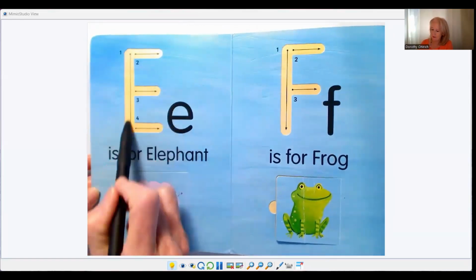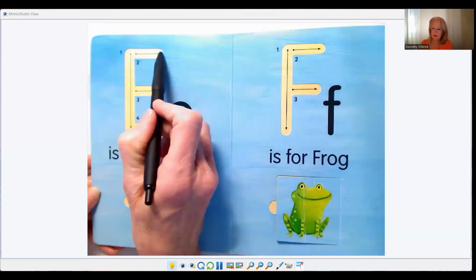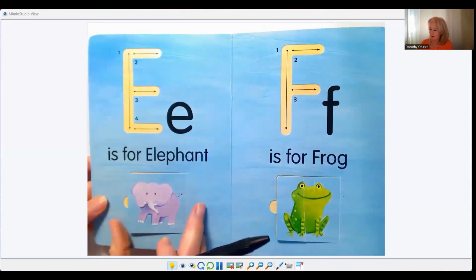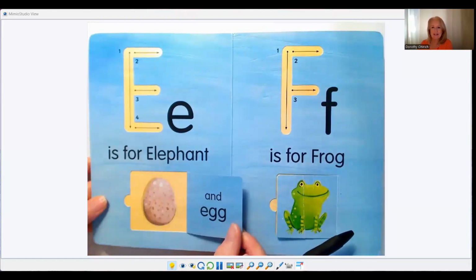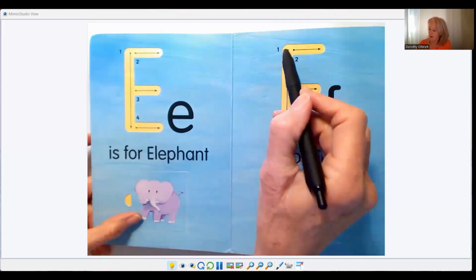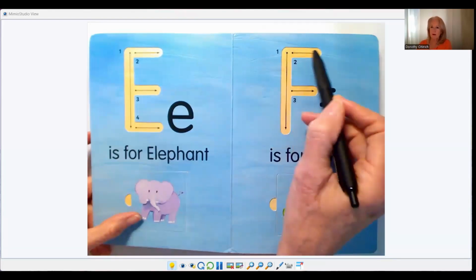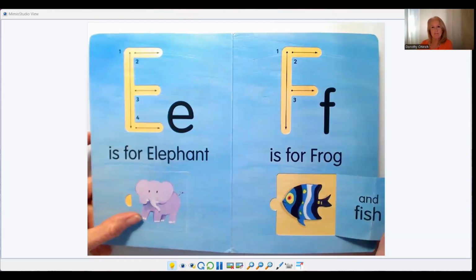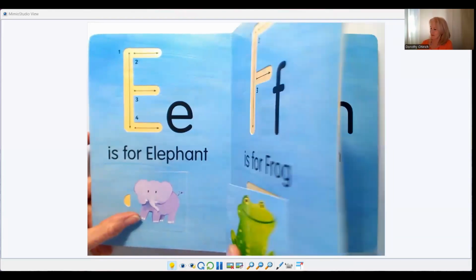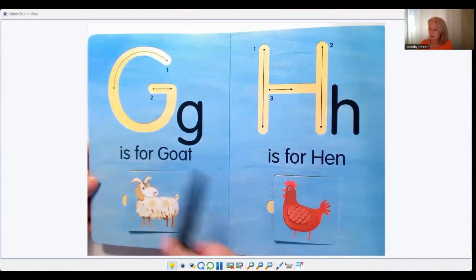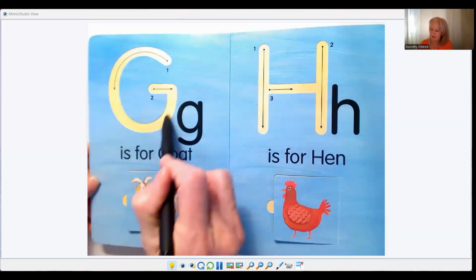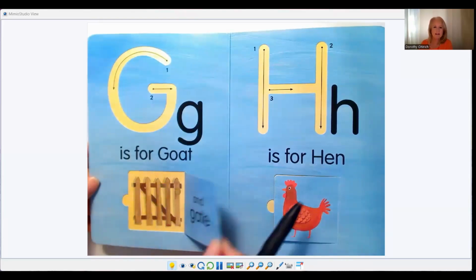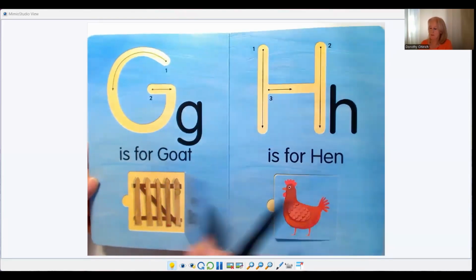E goes down and goes across, across, across. E is for elephant and egg. F goes down, across, and across. F is for frog and fish. G curves around and goes across. G is for goat and gate.